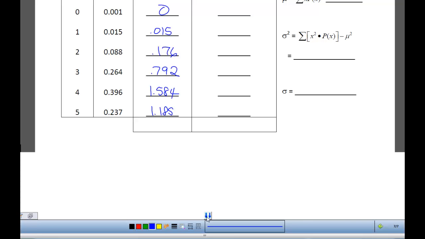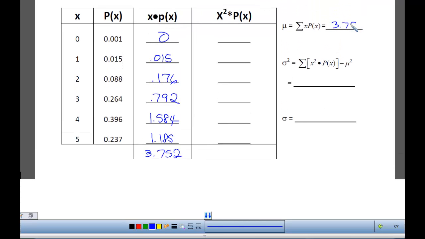And so we add all that up, and we don't have to divide by 5. We get 3.752. So our mean is 3.752, or 3.75.